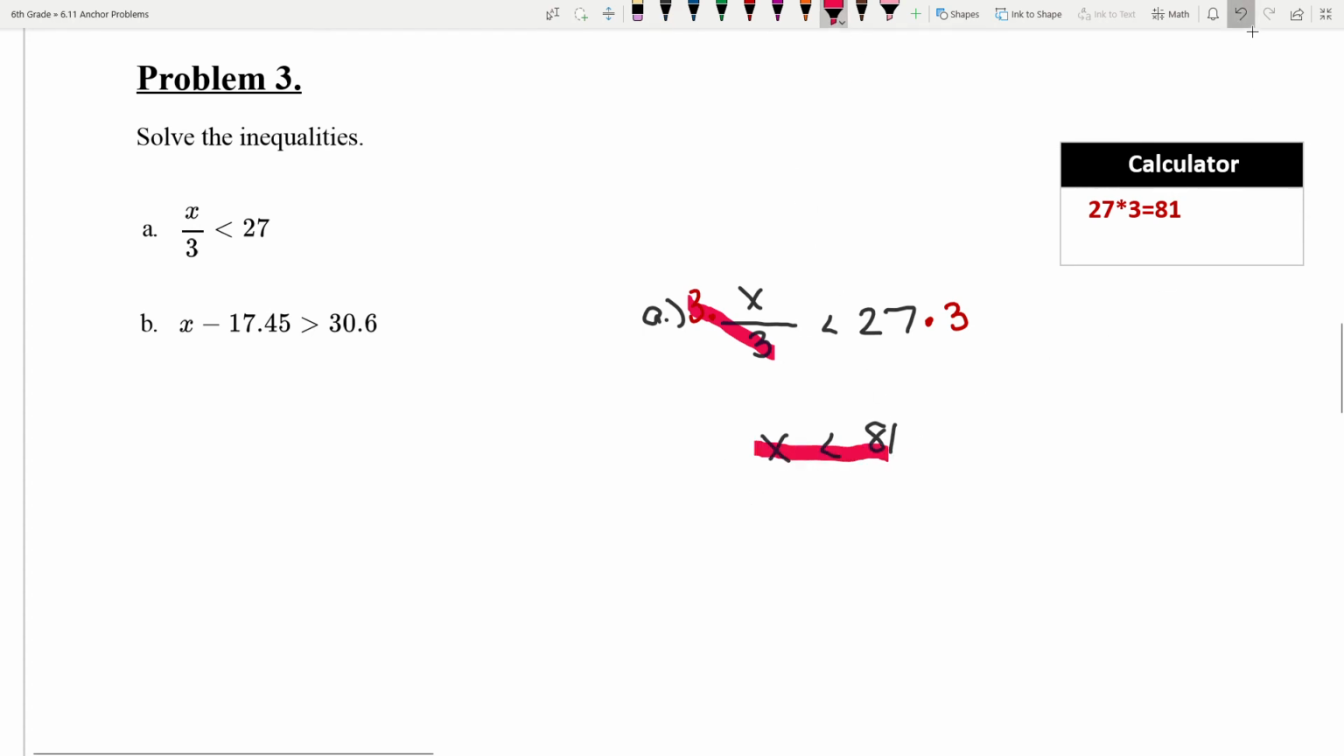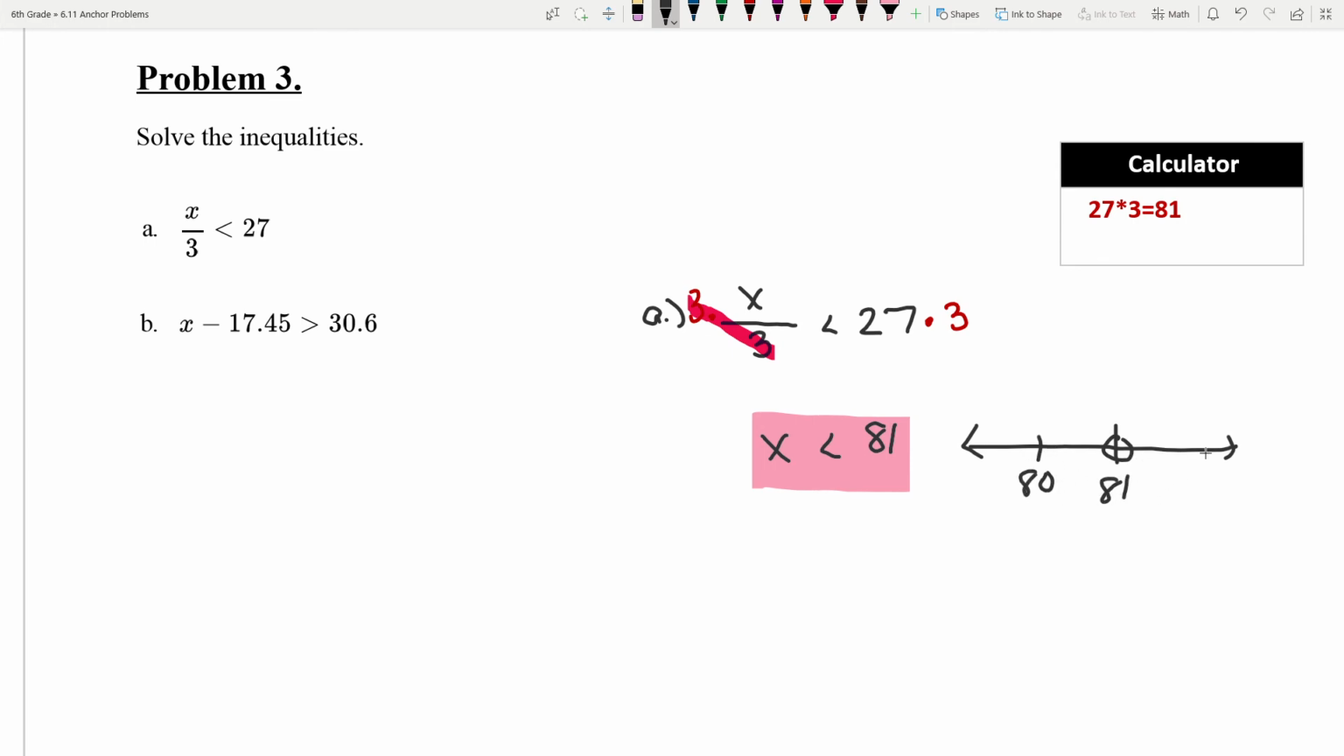Whoops, wrong one. How about that one? Now, it doesn't say to graph, but just to graph it, we're going to have an open circle at 81. And I like listing a number smaller, 80, and a number bigger, 82. And I ask myself, is 80, if I put that in for x, less than 81? Yes. Is 82 less than 81? No. So we're shading towards where it's less. You'll have some examples in your homework, your problem set, where you do need to be able to graph.